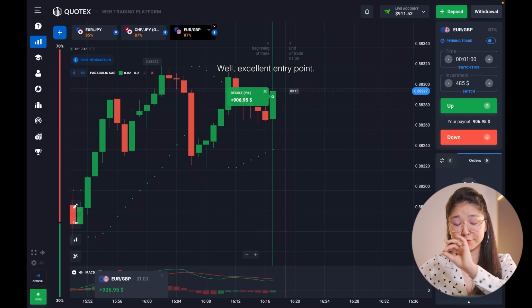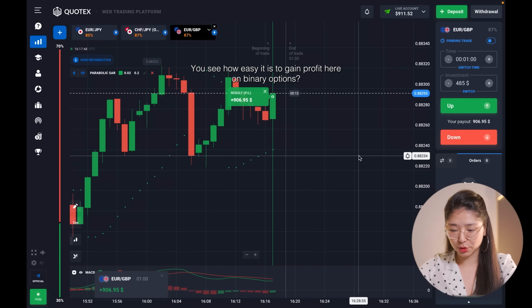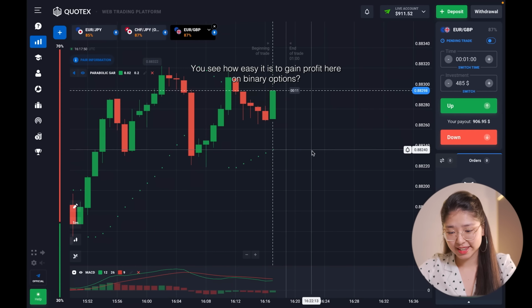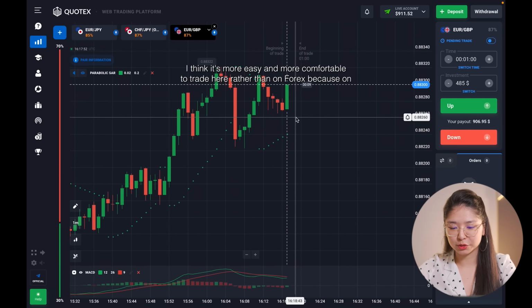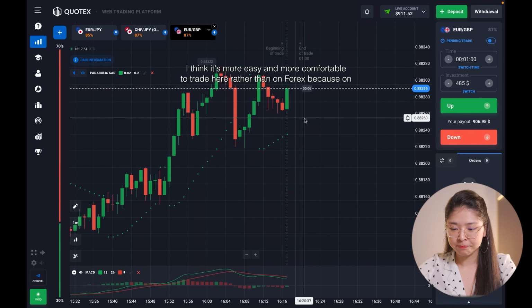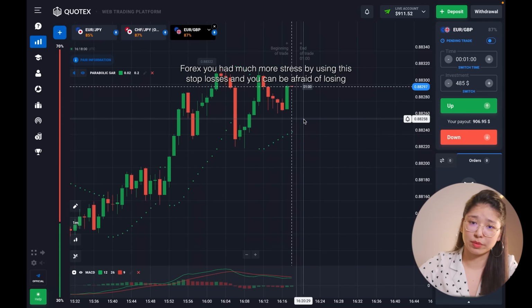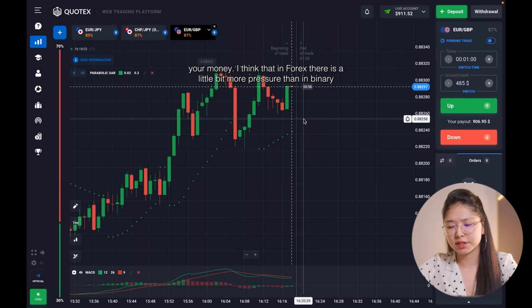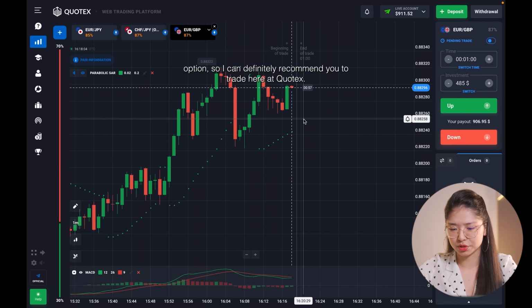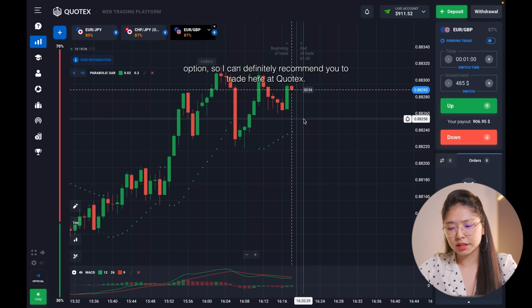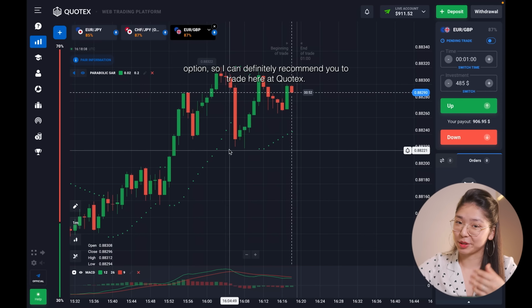So guys, brilliant entry point. You see how easy it is to gain profit here on binary options? I think it's easier and more comfortable to trade here rather than on Forex, because on Forex you had much more stress by using these stop losses, and you can be afraid of losing your money. I think that in Forex there's a little bit more pressure than in binary options. And I can definitely recommend you to trade here at Quotex.